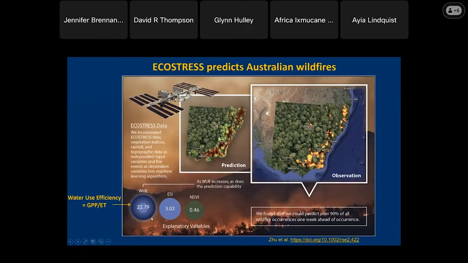What you see here is that it's actually the top 2 ECOSTRESS products, the water use efficiency and the evaporative stress index, which had the highest prediction capability of explaining the location of these wildfires. The water use efficiency here again is the GPP over the ET. It's pretty much the efficiency of how plants use the water that they're given. So it's the gross primary production divided by the ET. And what they found was that they could predict more than 90% of all wildfire occurrences 1 week ahead in southeastern Australia and New South Wales.